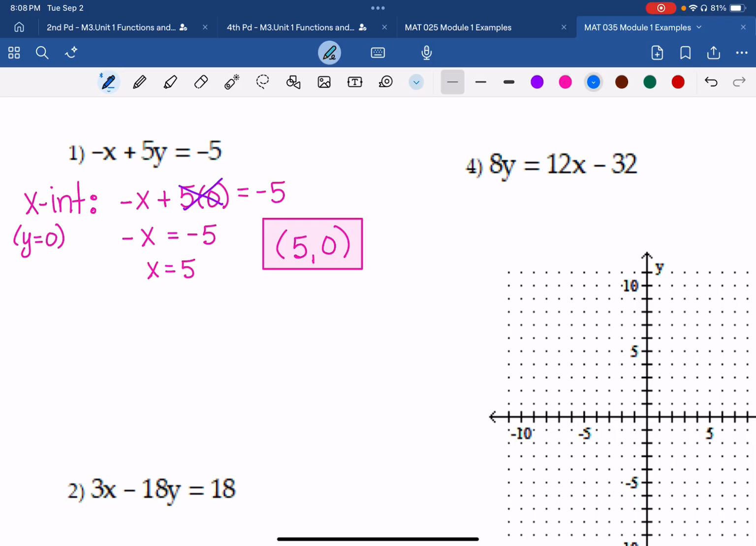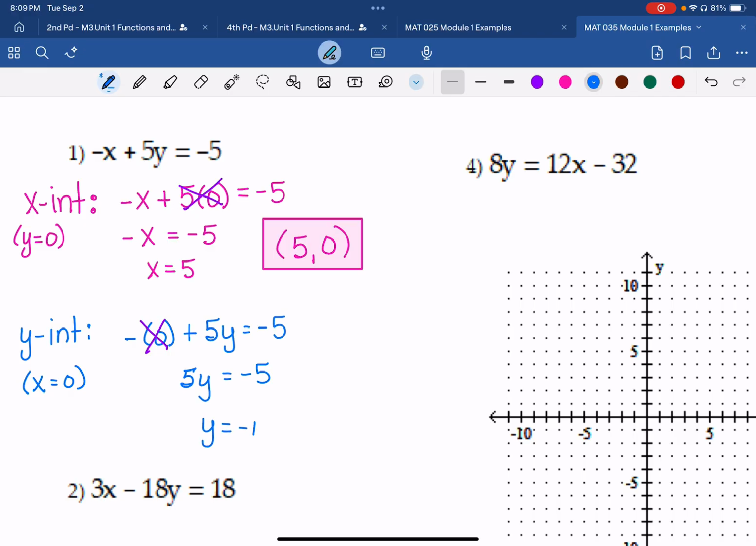If we do the same thing for the y-intercept, in the y-intercept, the x value is 0. And so I'm going to do the same process, except this time I'm going to put a 0 in place of x, and we're going to solve for y. So again, negative 0 is still just 0. And so I just have 5y equals negative 5. And if I solve that by dividing by 5, y equals negative 1. And so as an ordered pair, the x is 0 and the y is negative 1.